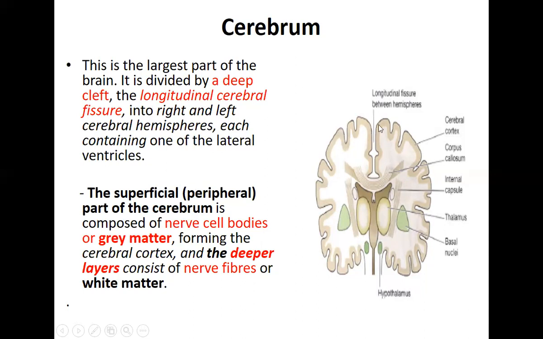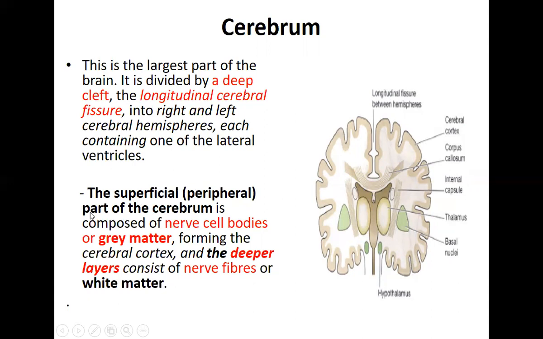If you see here, this is the largest part of the whole brain, the cerebral hemispheres, and the two cerebral hemispheres are separated in the center by the longitudinal fissure between the hemispheres. So this divides the whole cerebrum into right and left cerebral hemispheres, each containing a lateral ventricle. Within them there is a cavity called the lateral ventricle, and the two are separated at the top by the septum in the center.